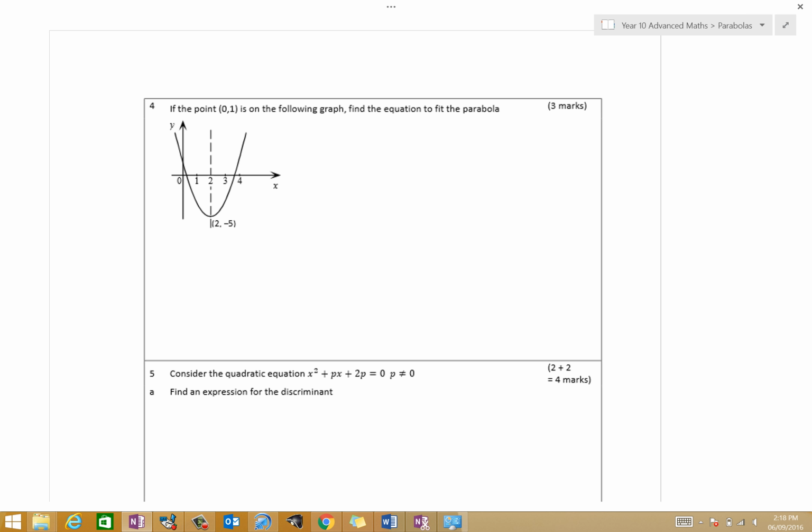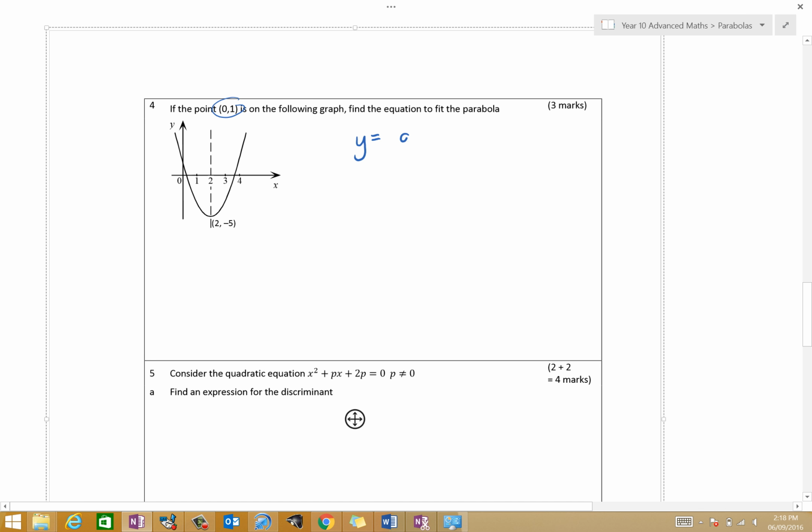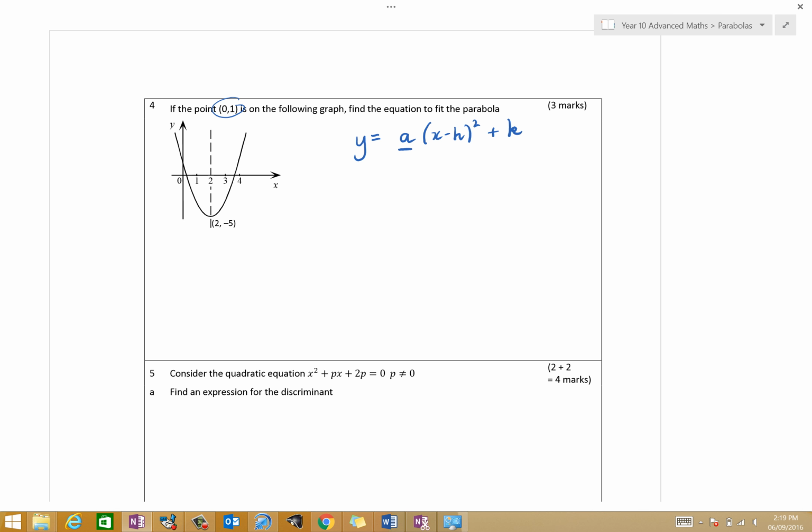Now it says here (0, 1) is on this graph, and it says find the equation to fit the parabola. What people struggle with though is the general form of the quadratic. It is this: y = a(x - h)² + k. And what a lot of people forget about is this a here. It does not have to be 1. It can be 1. Maybe it is 1 here, I don't know. But you cannot assume that.